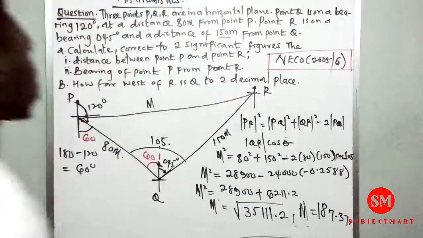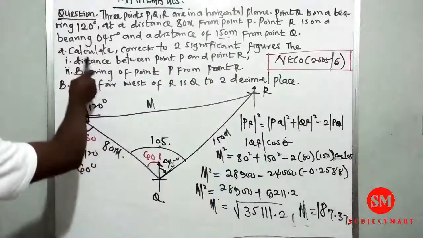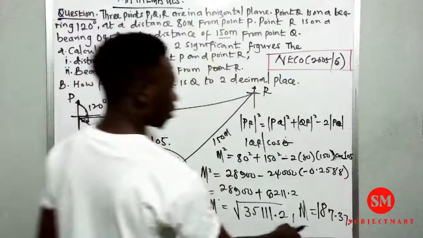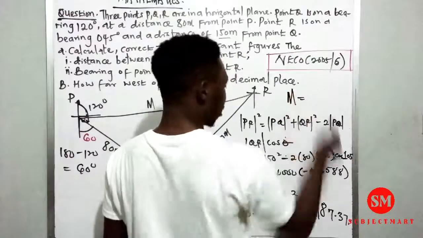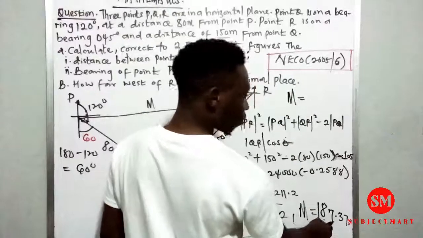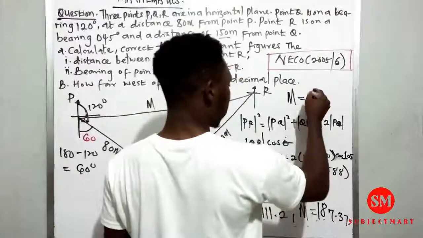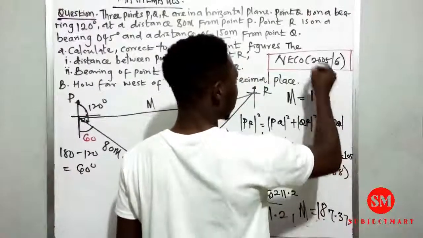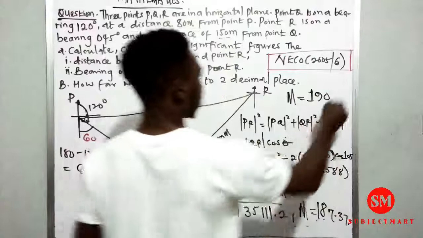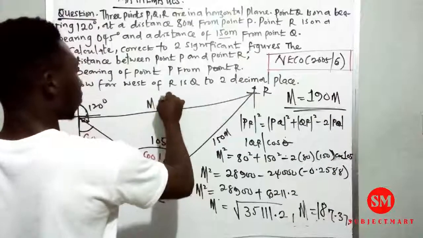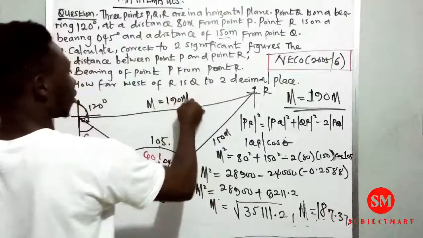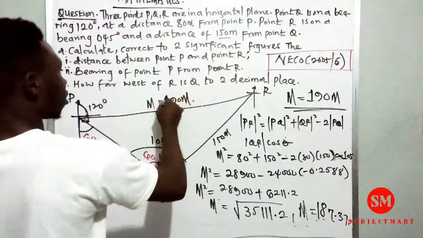187.37. Now, let's see the instruction of the question. The question said correct to two significant figures. That is one, two. This is up to five, so round up. That's 190 meters. So our value of Q here is equal to 190 meters.